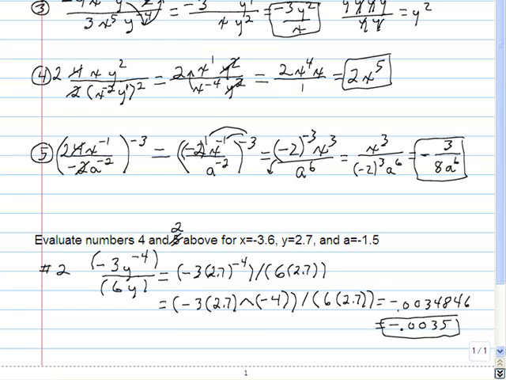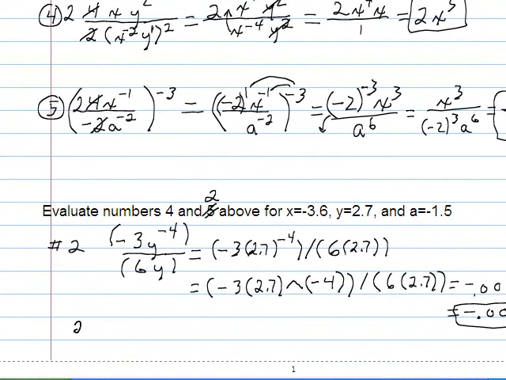This way is called programming the home screen. I know I want y to be 2.7, so I begin by saying 2.7 store y. Now to get the 2.7, you just type the 2.7. To get your store key, look on the left side of your calculator right above the on sign. And that's the store key, and that will produce the arrow.